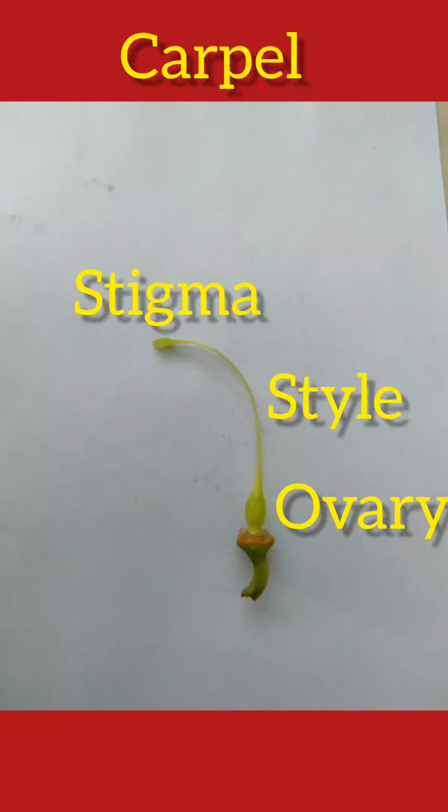This is a carpel divided into stigma, style and ovary. Ovary is a swollen structure at its base. It contains numerous ovules, and inside each ovule one female gamete is present.